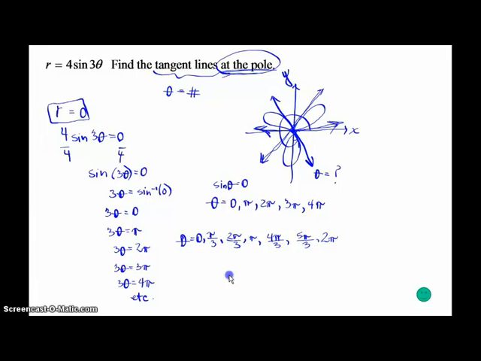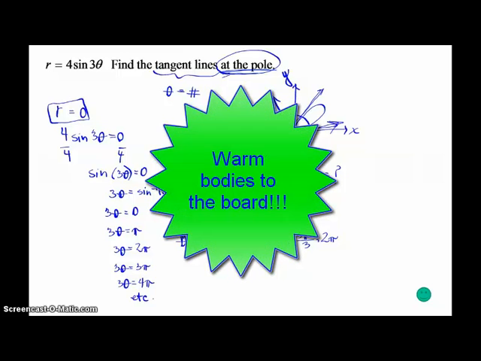So that's going to finish up this lesson. This is a short video. Come to class next time and we'll work some examples on slope of the tangent line given polar functions.